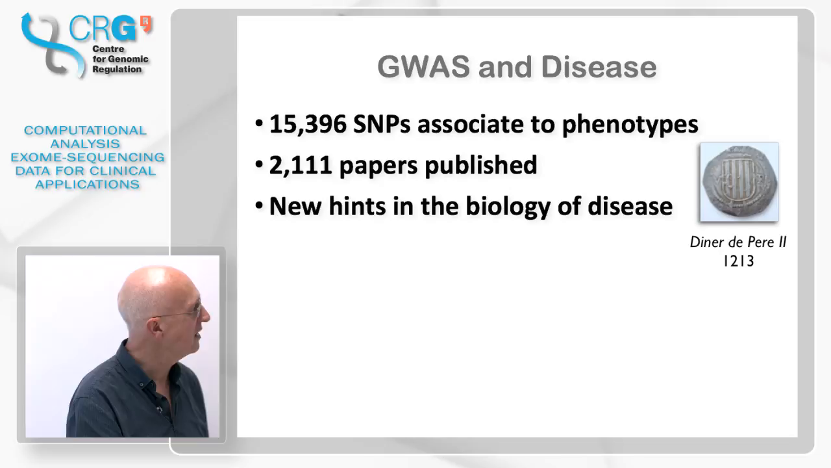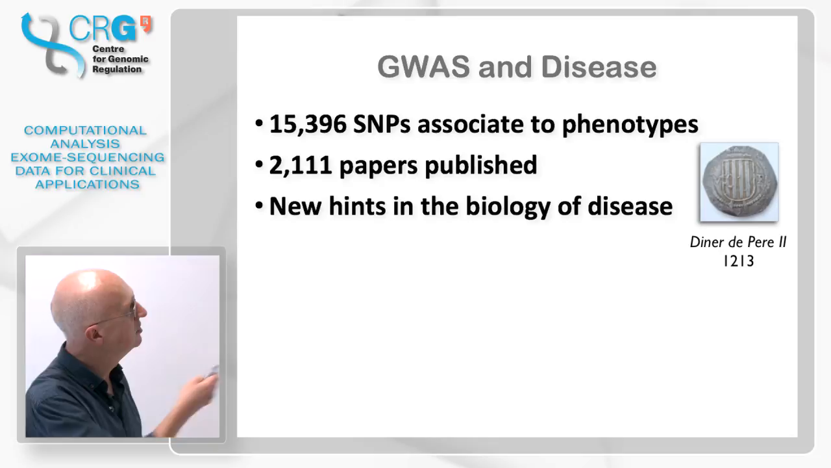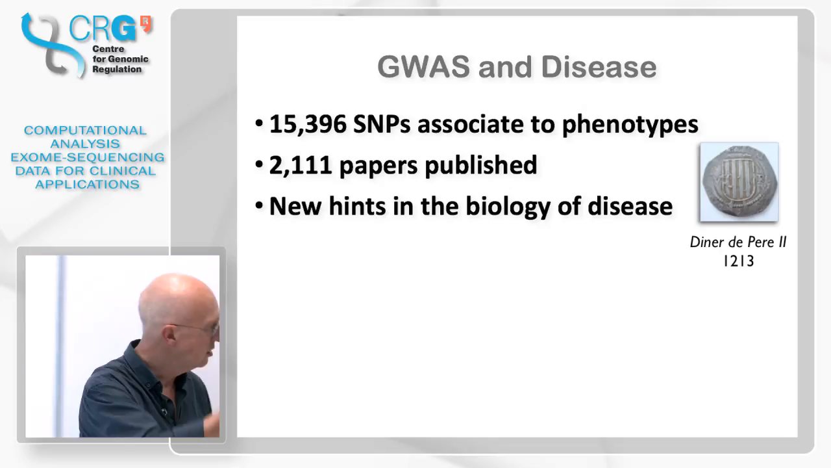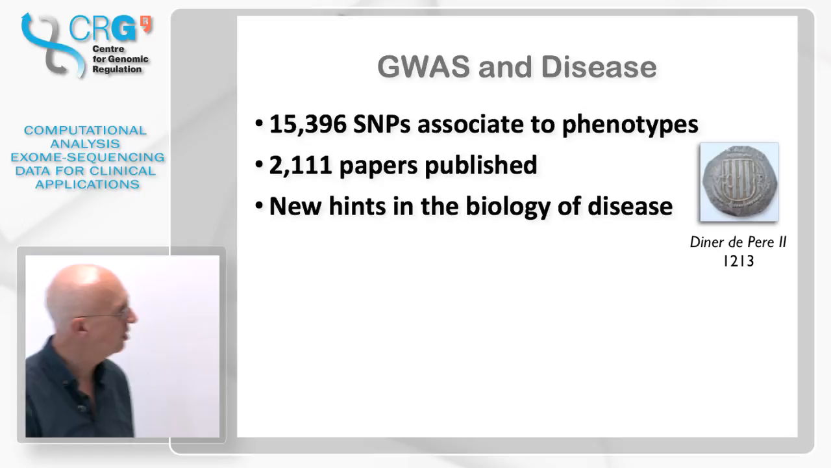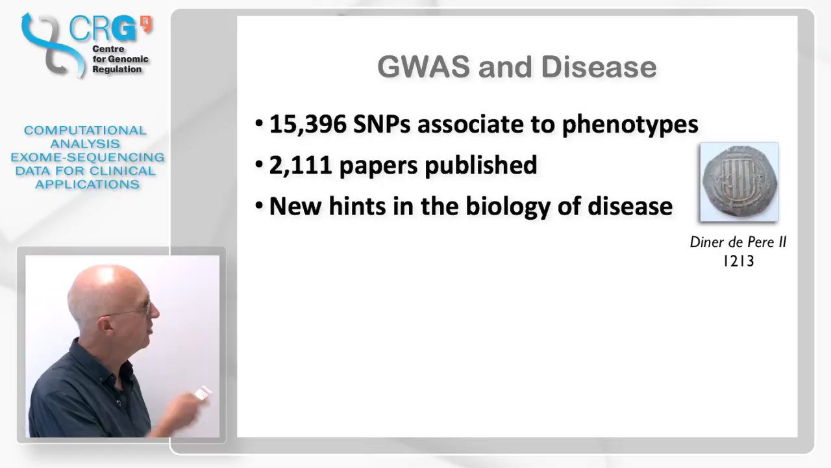And what you see here are more than 17 trait categories: cardiovascular, mental disorders, infection, inflammation, autoimmunity, and so on, and cancer. And the figures are that there are more than 15,000 SNPs that are shown to be associated with phenotypes. There are more than 2,000 papers published in the last 7 or 8 years.